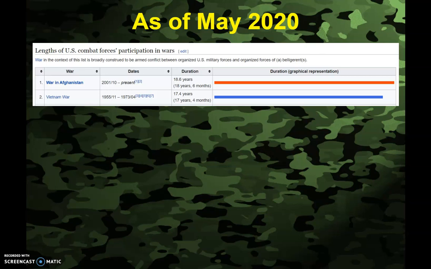For a very, very long time, the Vietnam War, the conflict in Vietnam, was the longest war that the United States had ever been involved in. Recently, however, the war in Afghanistan has passed that. Updated, Vietnam is now the second longest conflict the United States has ever been involved in. So a really, really long time, right? 17 and nearly a half years of conflict.